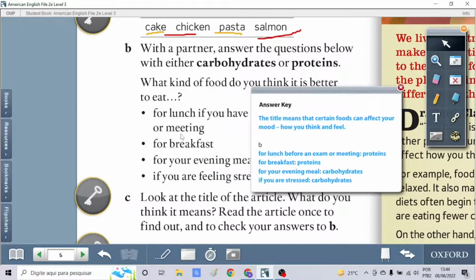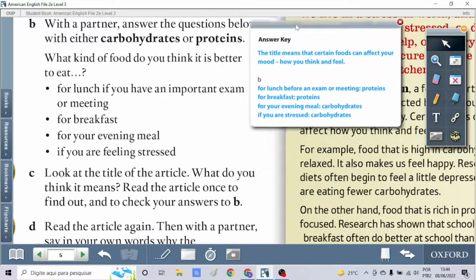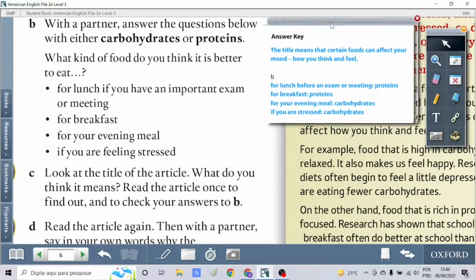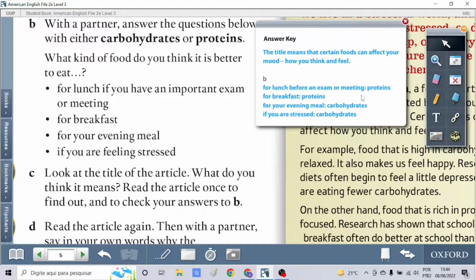So, in letter B, for lunch, if you have an important exam or meeting, it is important that you eat proteins because they will help you to become more focused. Okay. In letter B, for breakfast, it's also important to eat proteins. Now, for your evening meal, to help you feel more relaxed, it's recommended that you eat more carbohydrates. And if you're feeling stressed, carbohydrates are also a go. Okay?